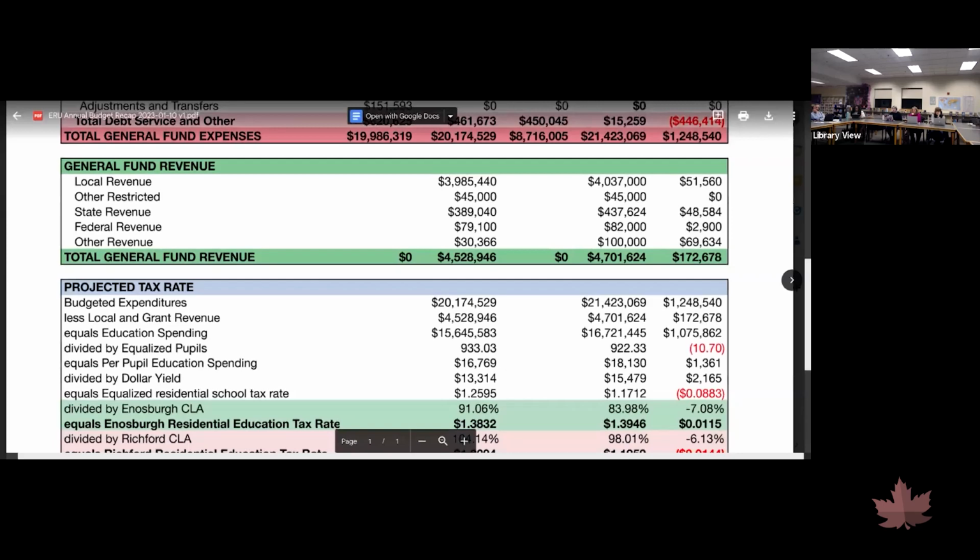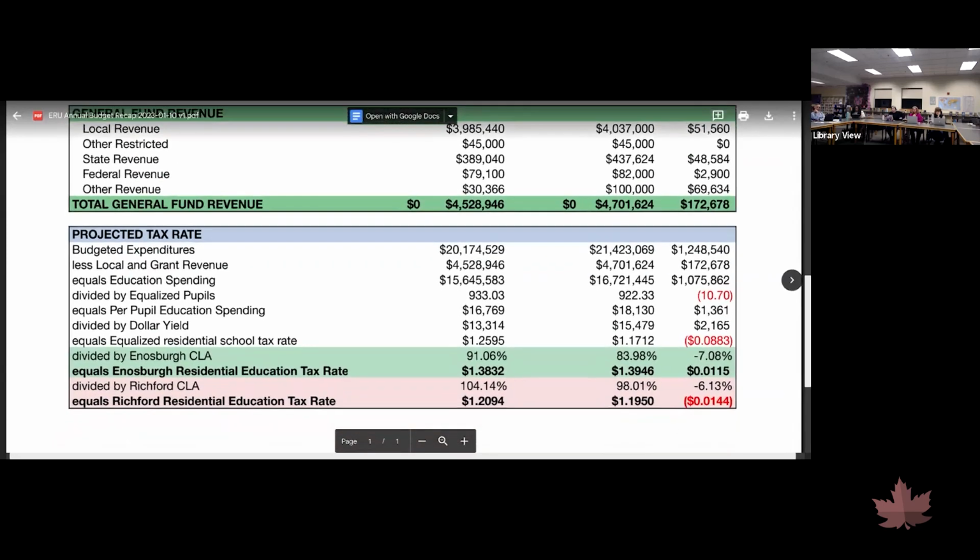Federal revenue is money we get to support the JROTC program. So we basically get half of the salary back from the Army. And then other revenue is the use of the fund balance. At the end of 2021, we ended the year with $30,000 in the bank. So a lot closer than we like to end it, but we're on the right side of it.